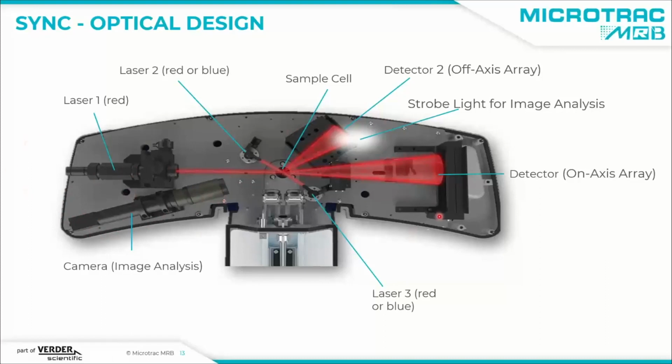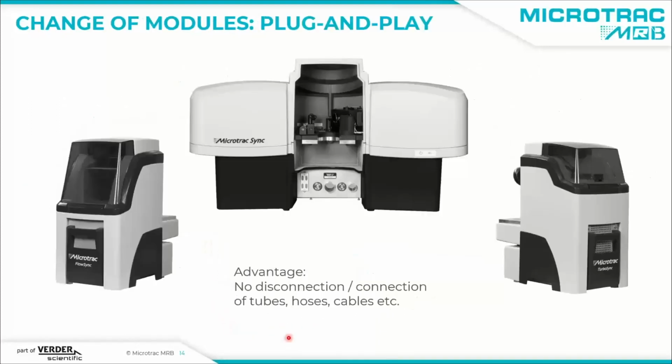Now, all this optics is only one part of the analyzer. Still, we need to feed the sample somehow to the instrument. And this is why we have here a docking station for sample delivery modules. There are 2 sample delivery modules available, one for wet samples, that would be the FLOW SYNC, and one for dry samples, that would be the TURBO SYNC. These modules can be interchanged very easily just by plugging it in and then pulling it out and replacing it with the other one. There is no need to connect or disconnect any cables, hoses, or tubes. We will see that later in more detail.